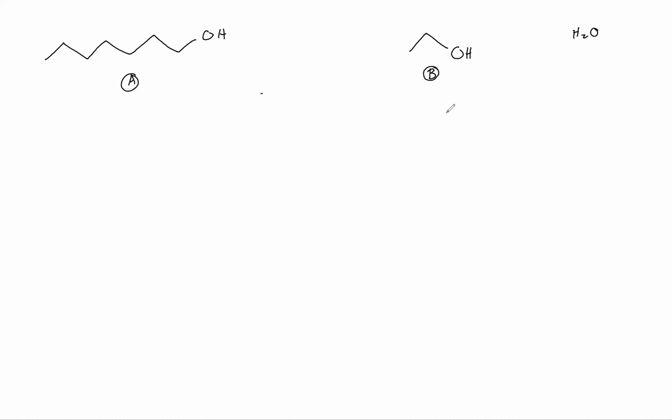And the general rule of thumb is that for every 1 oxygen, you have to have 5 carbons to be soluble. So for example, this one here has 1, 2, 3, 4, 5, 6, 7 carbons and 1 oxygen. So this is insoluble in water.